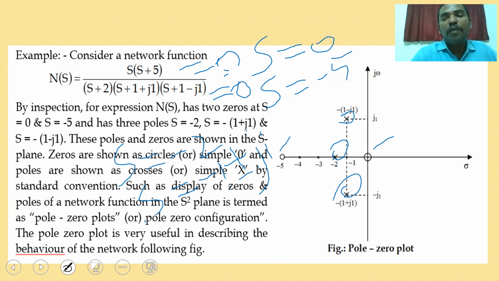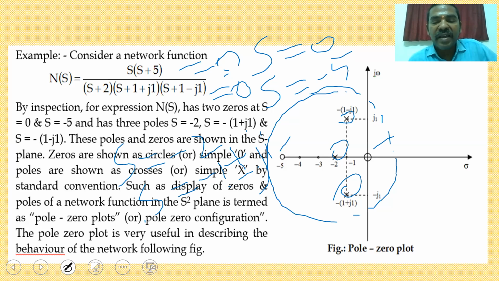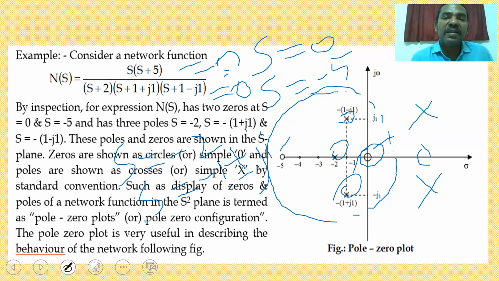Here all poles are lying on the left half of the s-plane, and of the zeros, one is lying on the left half of the s-plane and another one is at the origin. So this system is a stable system. If any pole or any zero is lying on the right half of the s-plane, then that system is an unstable system.